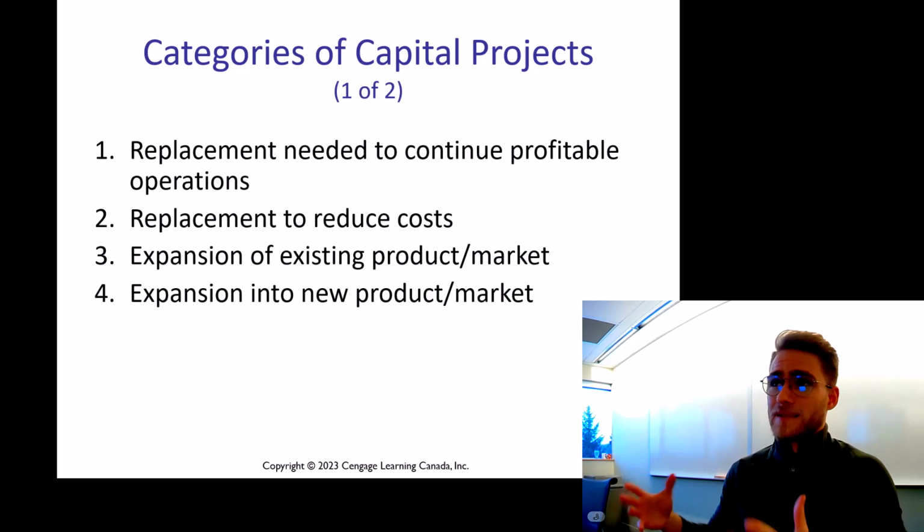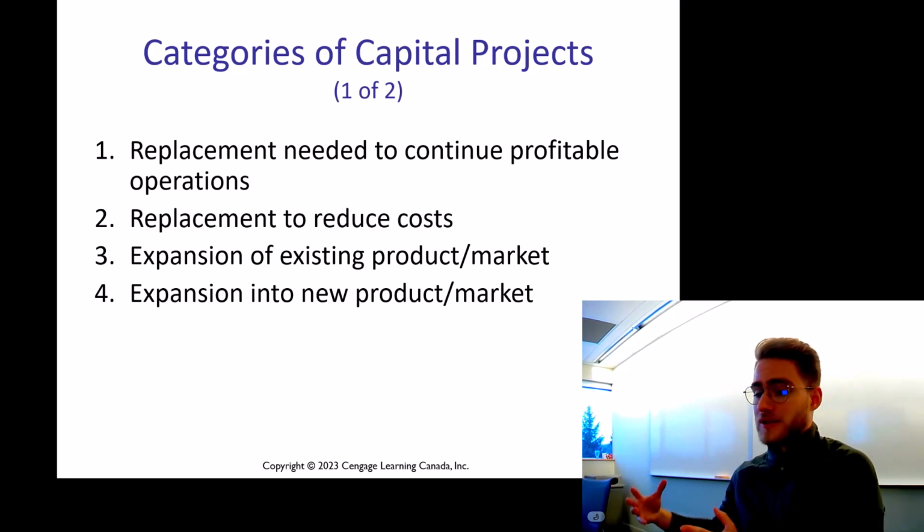Maybe there's multiple different ways. Maybe you don't have to replace the whole thing. Maybe you only replace certain parts, right?